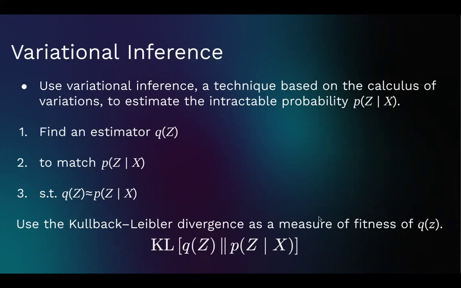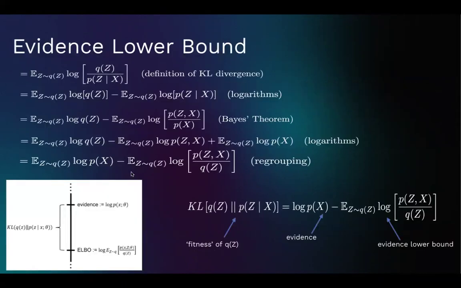The goal of this is to find an estimator that matches this intractable probability distribution, such that it's approximately equal to it. We can estimate the difference between these two probability distributions using the KL divergence. And from there, it boils down into this term at the bottom, which is an expression of the fitness of this estimator as a function of these two terms.